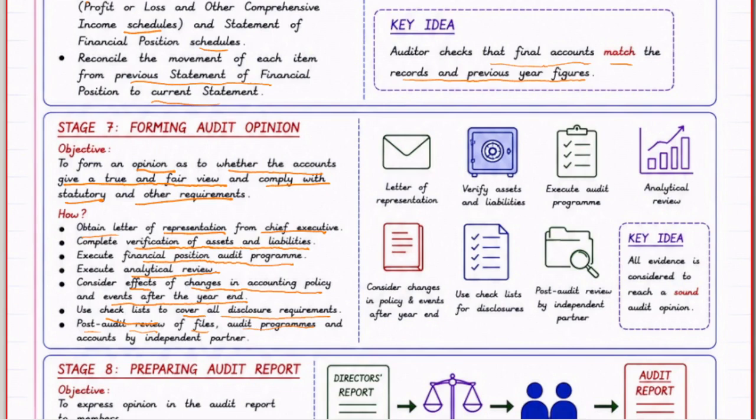Okay, so all of these are being required before forming audit what? Audit opinion. Letter of representation, verify asset and liability, execute audit program, analytical review, change in policy, consider changes in policy and events after year end, use checklist for disclosures, post audit review by independent partner. All of these are required for forming audit opinion.